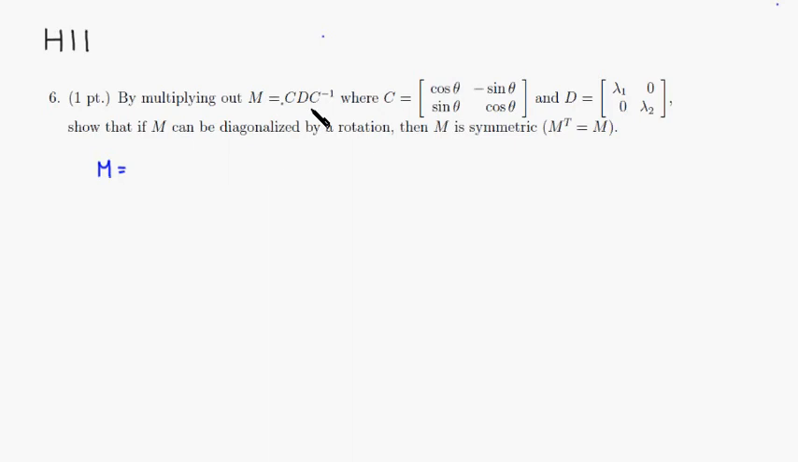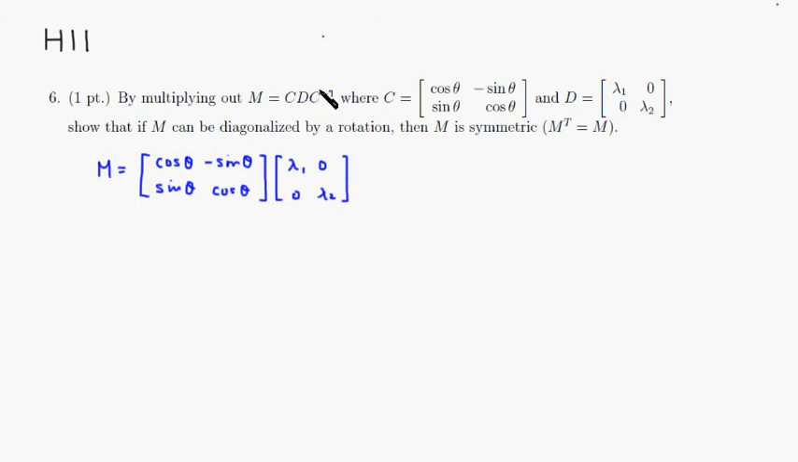C is given, so you just have C, which is cosine of theta, minus sine of theta, sine of theta, cosine of theta. So this is simply a rotation matrix, and D is the diagonal matrix. So you just have lambda 1 and lambda 2, 0, 0.